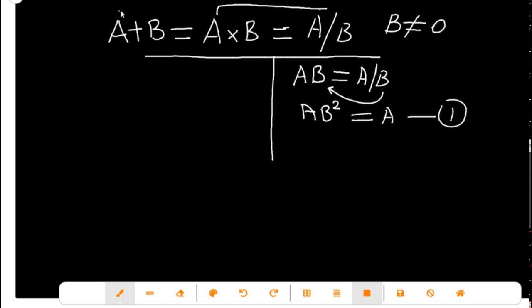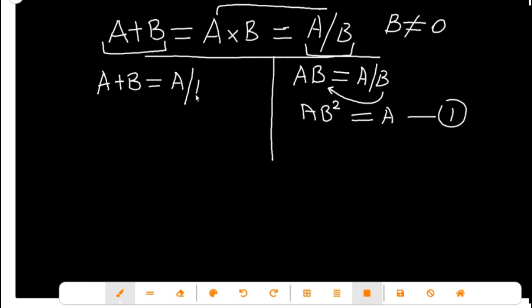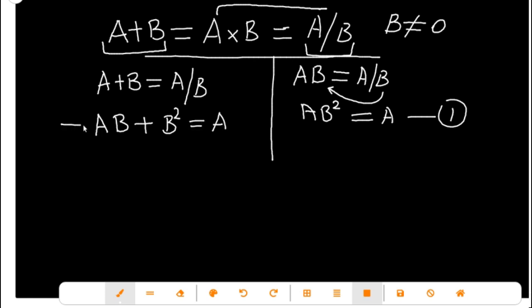Okay, let's solve another equation. This one and this one. So a plus b is equal to a divided by b. Please bear with my handwriting, it's not that good. So it is ab plus b square is equal to a. So we got our second equation.